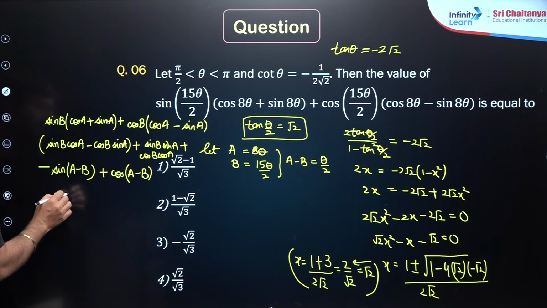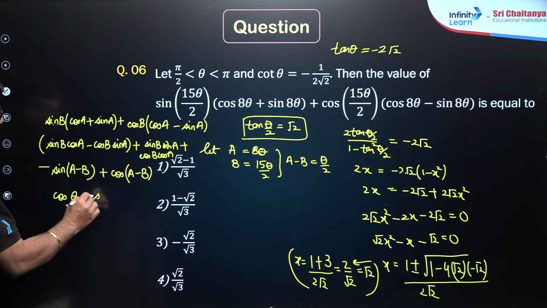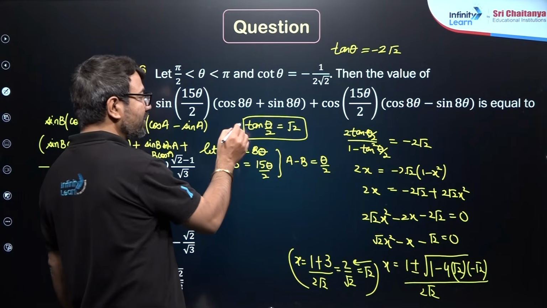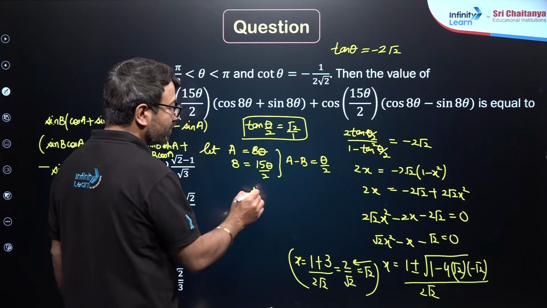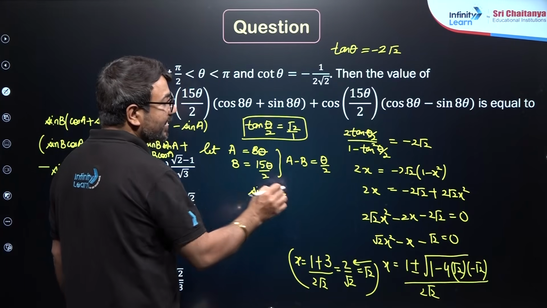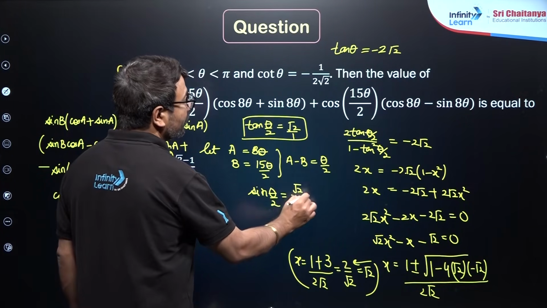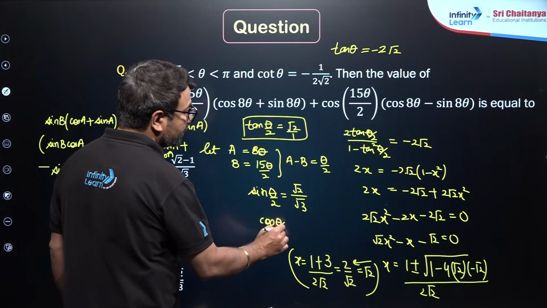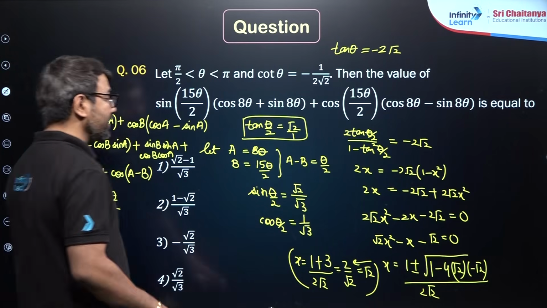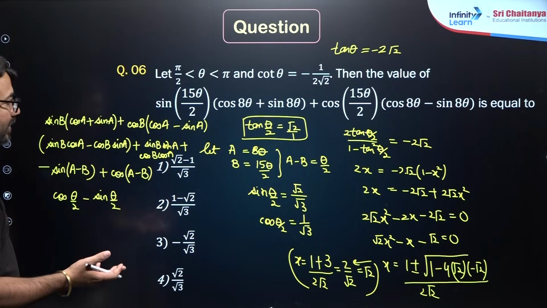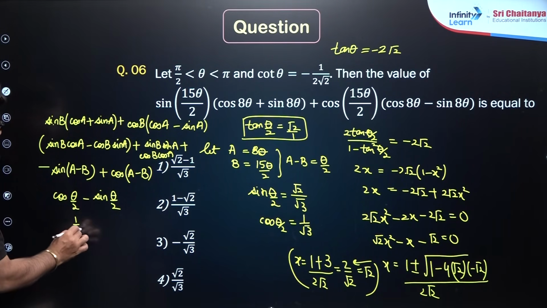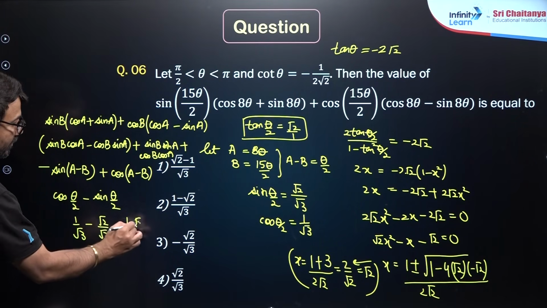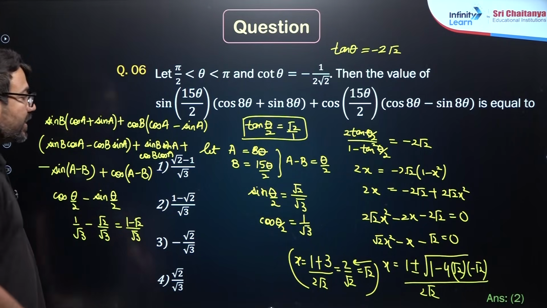So this A minus B is theta by 2. So this expression has been converted to cos theta by 2 minus sin theta by 2. Now as soon as we have the value of tan theta by 2, that is perpendicular over base, it becomes easy for me to write sin theta by 2. That is perpendicular over hypotenuse. So the hypotenuse here will be root 3, and cos theta by 2 will be base over hypotenuse. I'll just mention the value over here and get the value of this expression. If you mention 1 by root 3 and root 2 by root 3, you will be able to get 1 minus root 2 by root 3, which gives the answer as the second option.